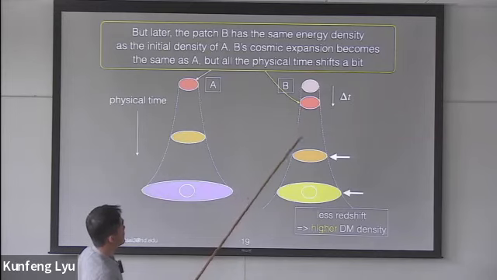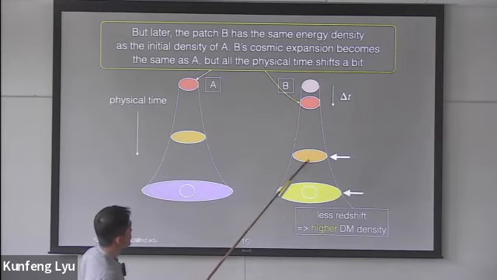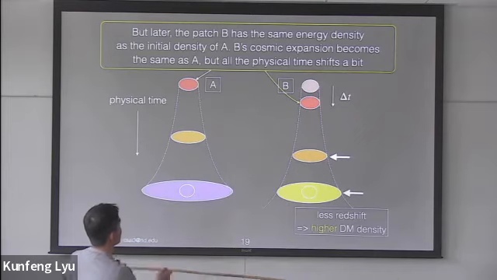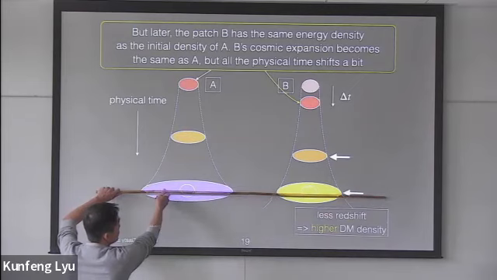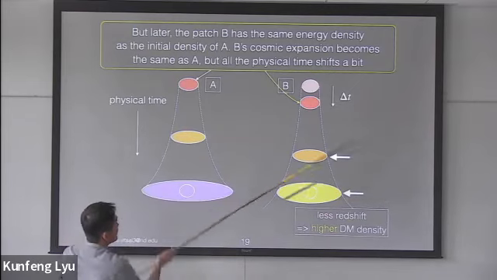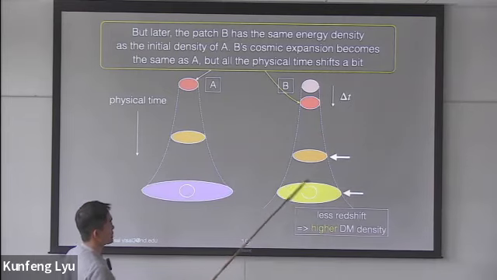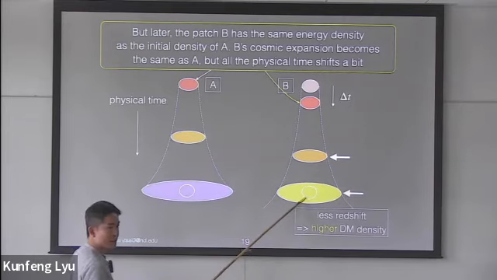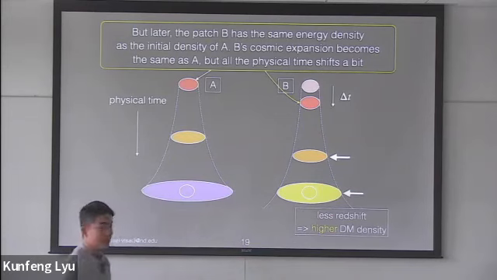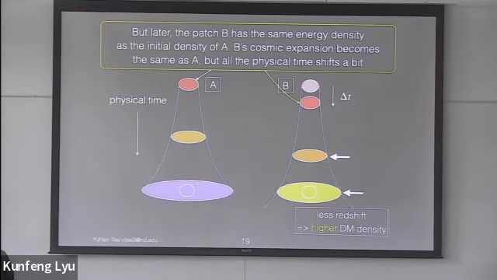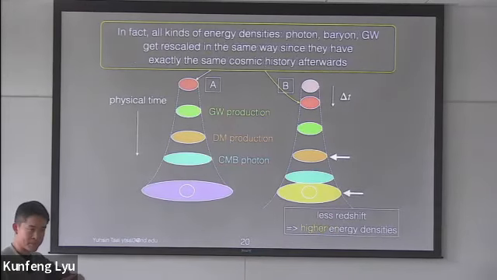So I still have the same relative redshift between the orange and the red, so that I can produce dark matter as here. The only difference is that if I now see the signal at a given physical time, the redshift from the orange to yellow is smaller. So I end up seeing a higher energy density of the dark matter.